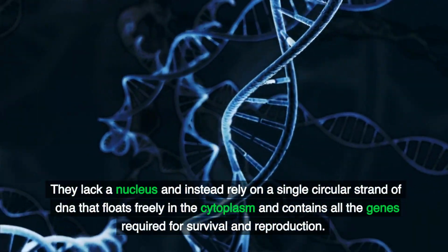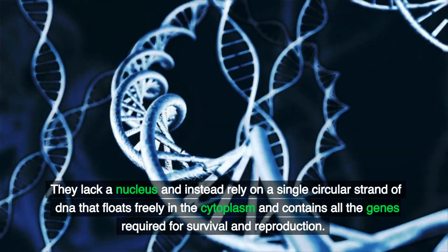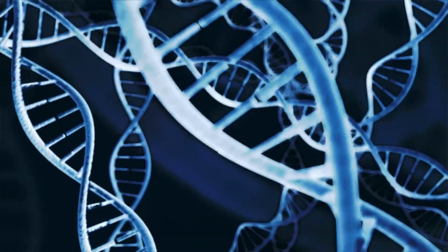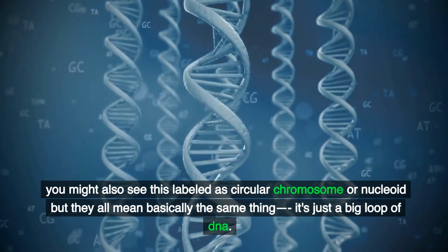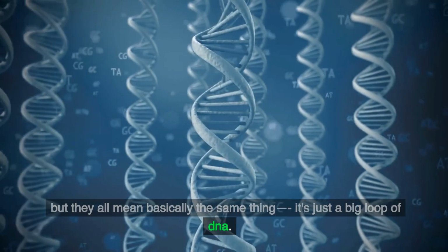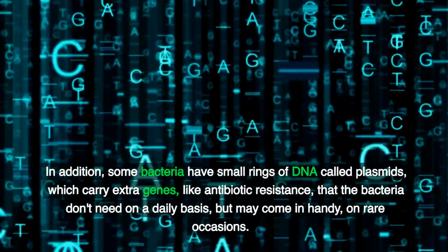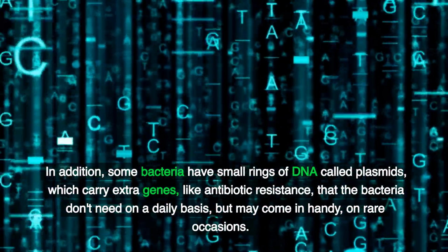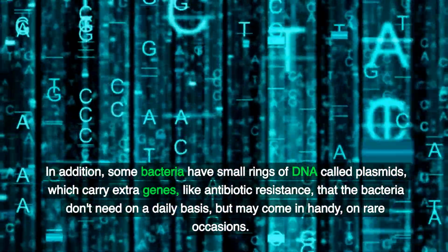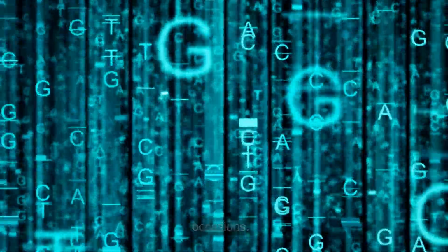They lack a nucleus and instead rely on a single circular strand of DNA that floats freely in the cytoplasm and contains all the genes required for survival and reproduction. You might also see this labeled as circular chromosome or nucleoid, but they all mean basically the same thing, it's just a big loop of DNA. In addition, some bacteria have small rings of DNA called plasmids, which carry extra genes, like antibiotic resistance, that the bacteria don't need on a daily basis, but may come in handy on rare occasions.